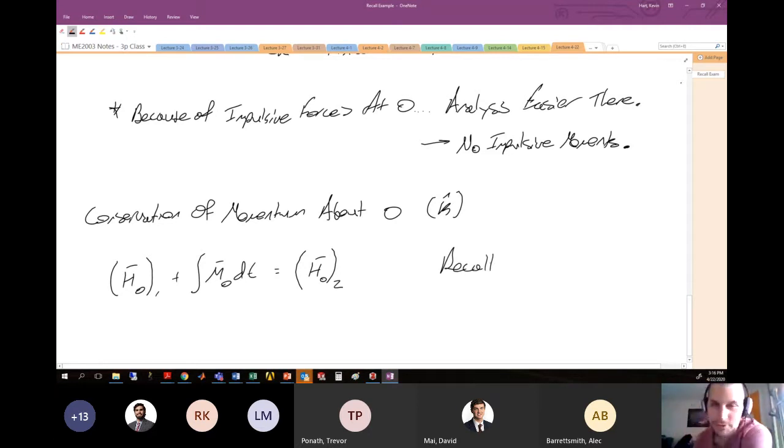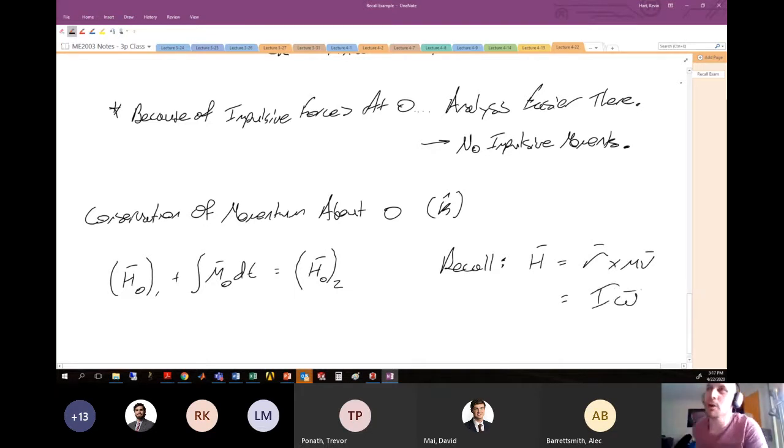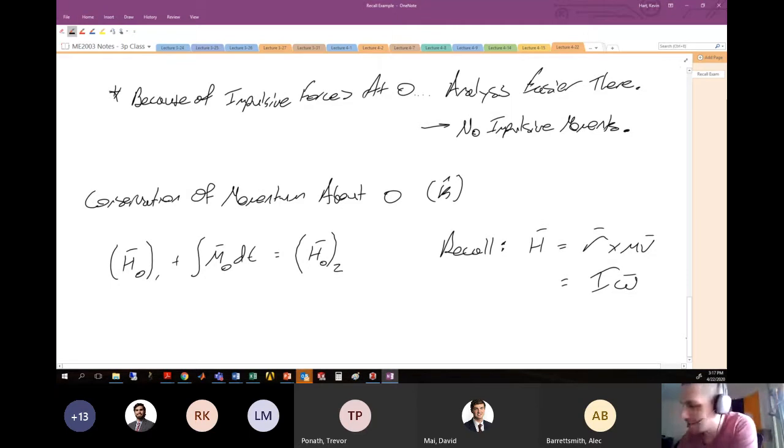And let's recall what our definition of H_O is. Just like we recalled the definition of the linear momentum, we'll recall that H_O can be both r cross mv or this I_G omega. And let's not be specific to any points here. Let's just say that angular momentum is r cross mv or I omega. These are the two most general expressions for angular momentum. Okay, away we go. Conservation of angular momentum. Let's dance.